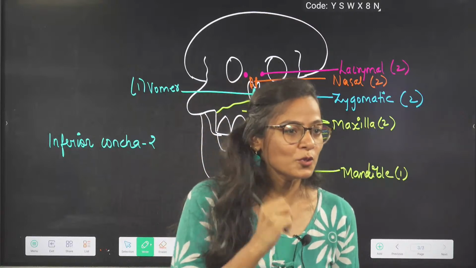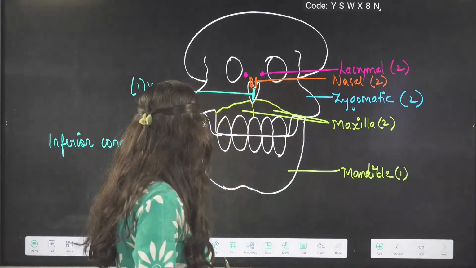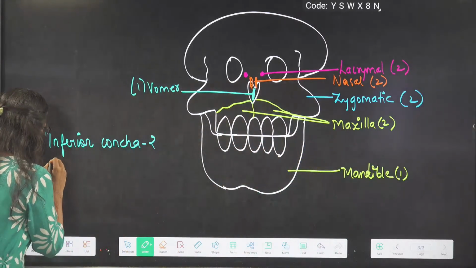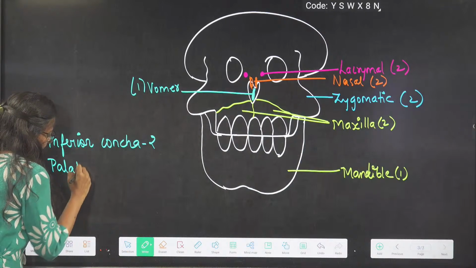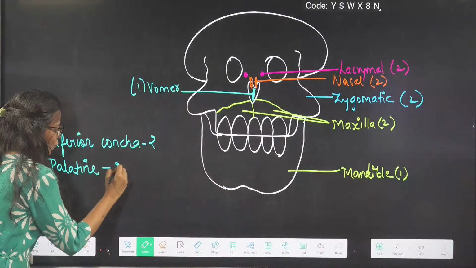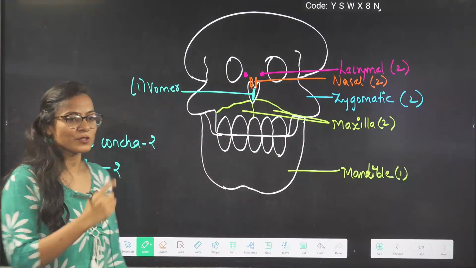Then two more bones are there, that is, which bone is left? Palatine. Now palatine, again go with the word. Palatine indicates which part of the mouth?